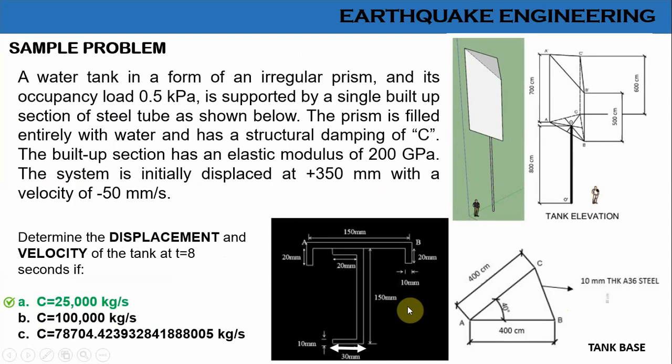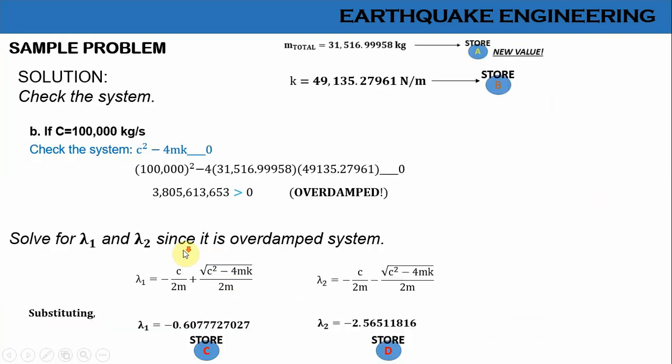So, okay, we are done with A. Right? Let's get the displacement and velocity of the tank at 8 seconds. Okay, if C is equal to 100,000 kilogram per second. So, yes. First, again, we need to check the system. Okay, C squared minus 4mk. And upon substituting everything, the mass is stored in A. Okay, our K is stored in B.